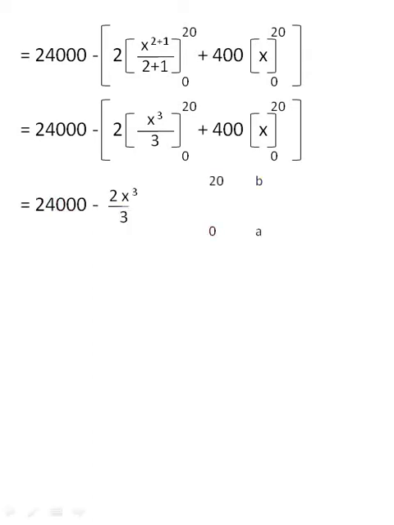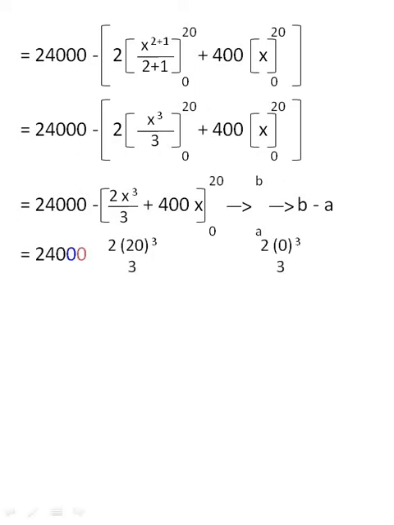So 24,000 minus, on solving, 2x cube by 3 plus 400x, commonly we write 0 to 20. So now to solve this, we have to take b minus a, where the lower level is a and the upper level is b. So we have to substitute these values and write as b minus a. So 24,000 minus brackets. First part we are substituting with the upper value 20.